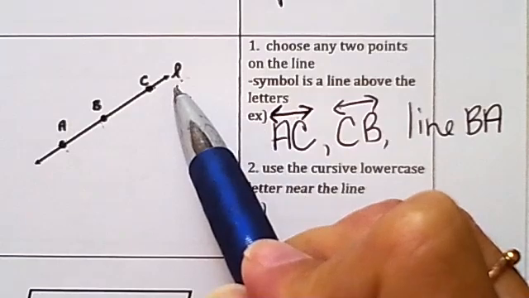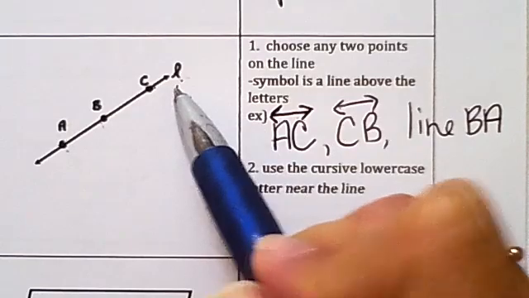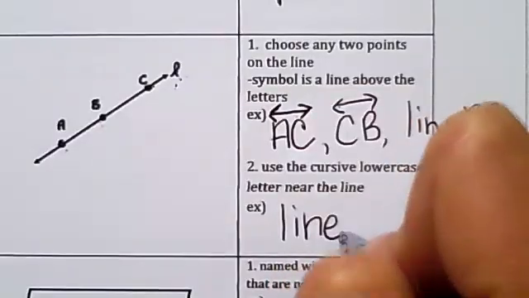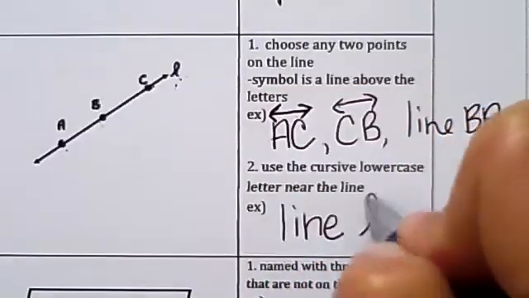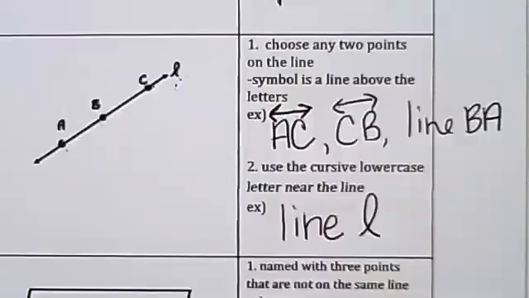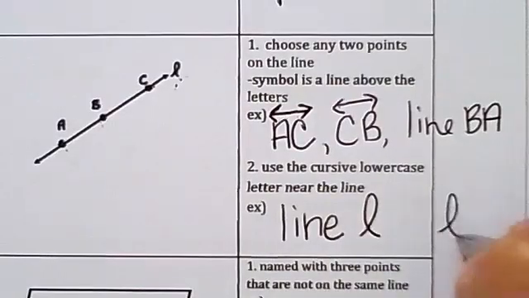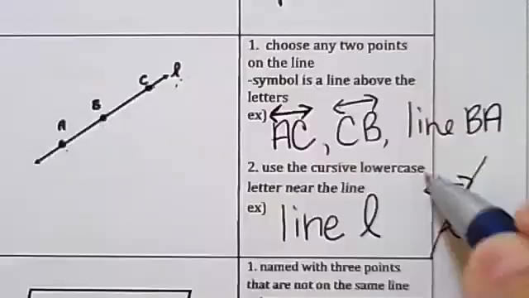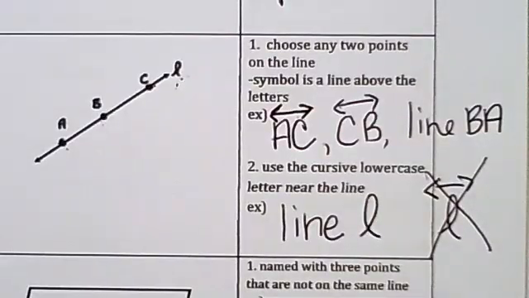Geometry has a lot of silly little rules like that, which seem weird, but that's just the way it is. If I'm going to use the cursive letter, you have to write the word line and then the cursive L. If I did this, that would be incorrect. You can't put the symbol above the cursive letter. You can only use the symbol with the capital letters. Okay, so those are the 2 ways we can name a line, with 2 points or with a cursive letter if it's there.